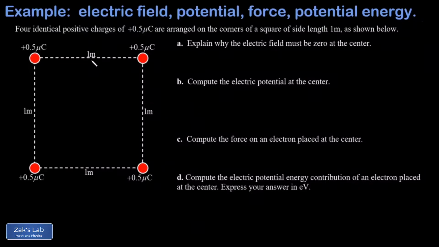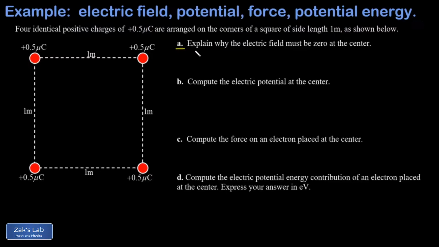In this video, we're given a configuration of point charges. All four of these point charges are positive and they have a value of 0.5 microcoulombs. The point charges sit at the corners of a square of side length 1 meter. And we're going to answer several questions about this.